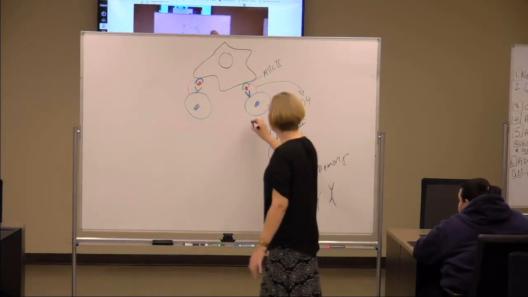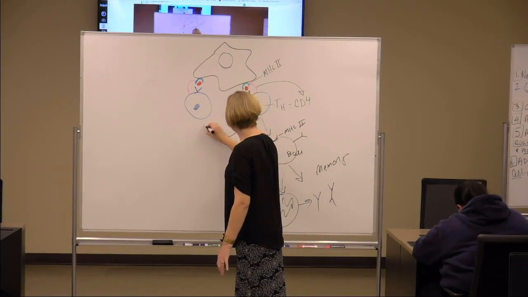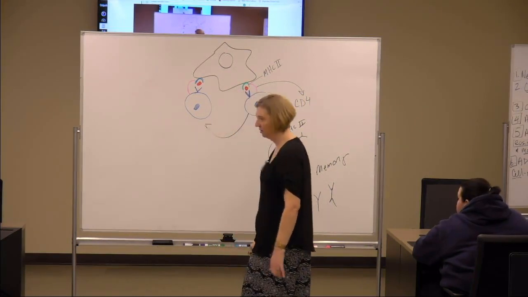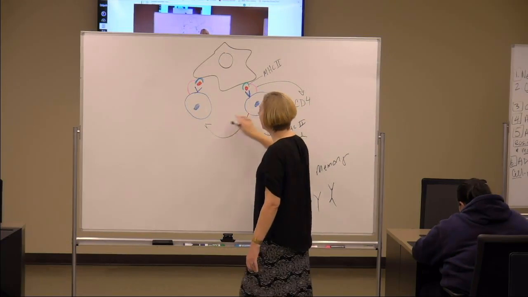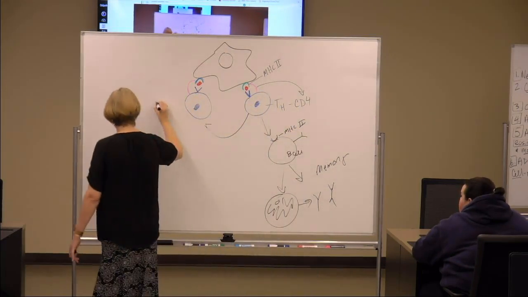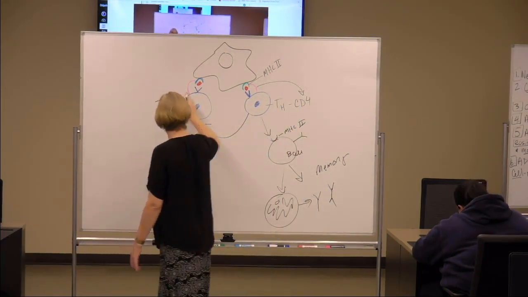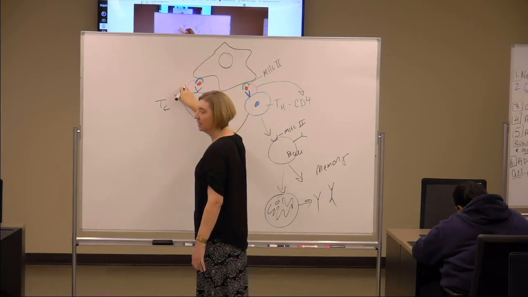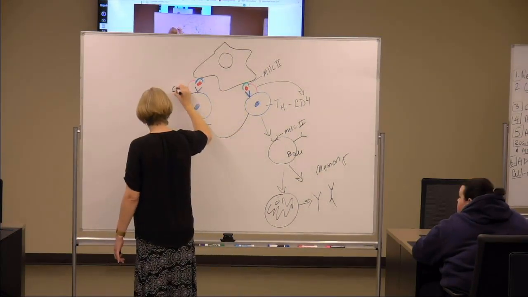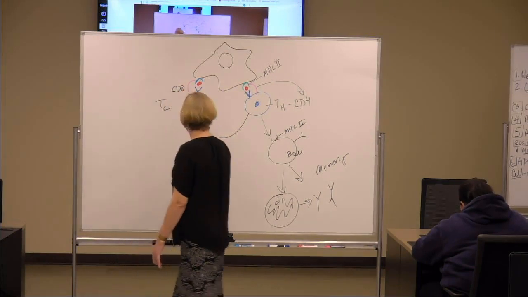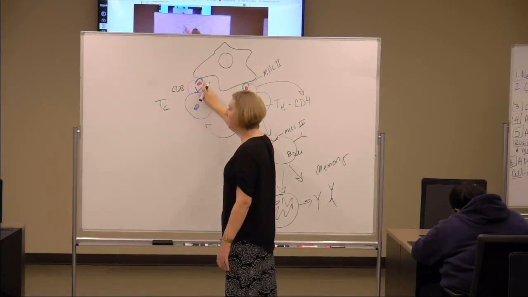But we also need these guys sometimes to talk to this other choice. So if this is a helper T cell, we would call this one a cytotoxic T cell, and this would be CD8. And this would be MHC 1.